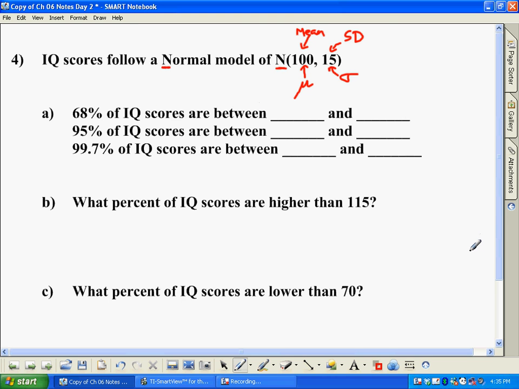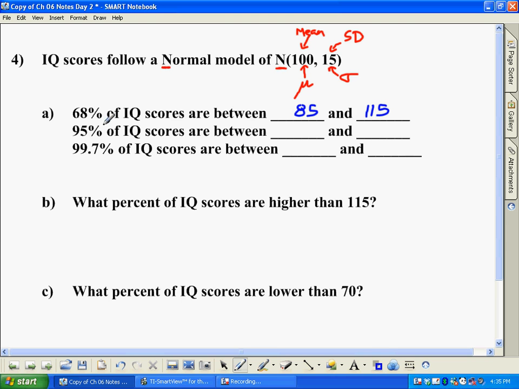Following this model, 68% of scores are within a standard deviation. So basically all you have to do is, what's 100 minus 15? Well, 100 minus 15 would be 85, and 100 plus 15 would be 115. So it turns out that basically 68% of people are between an IQ of 85 and 115.